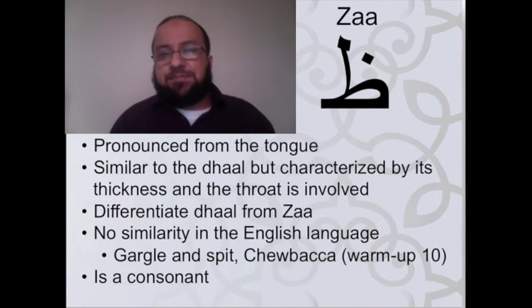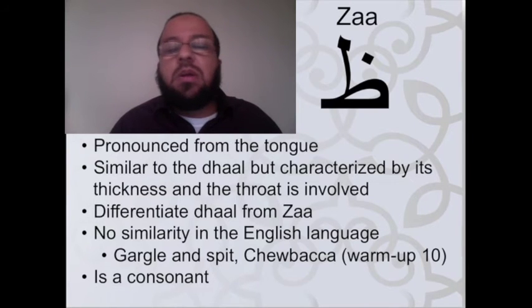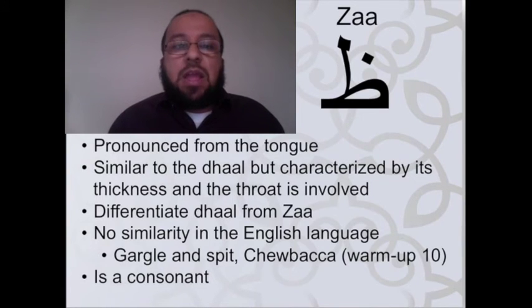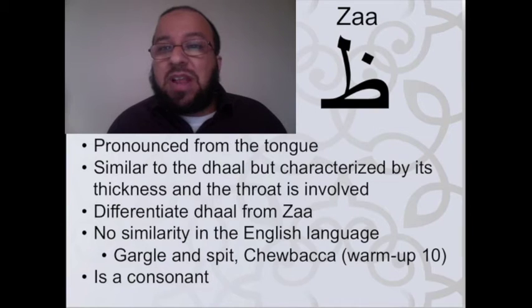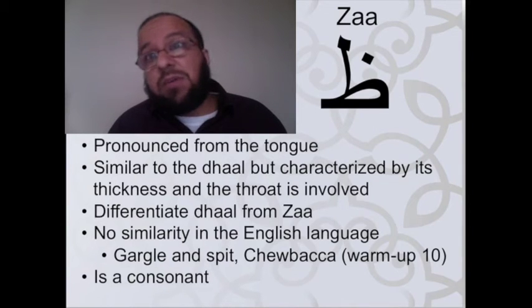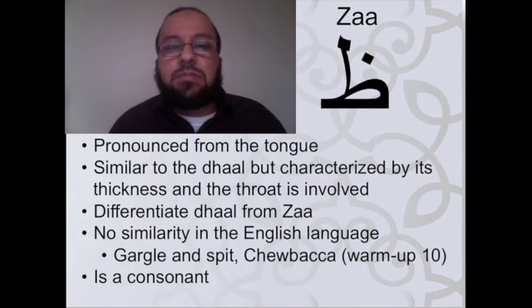Moving on. The next letter is the letter vo. This letter is pronounced from the tongue, and this is similar to the letter dal, and we covered the letter dal in a previous lesson, didn't we?